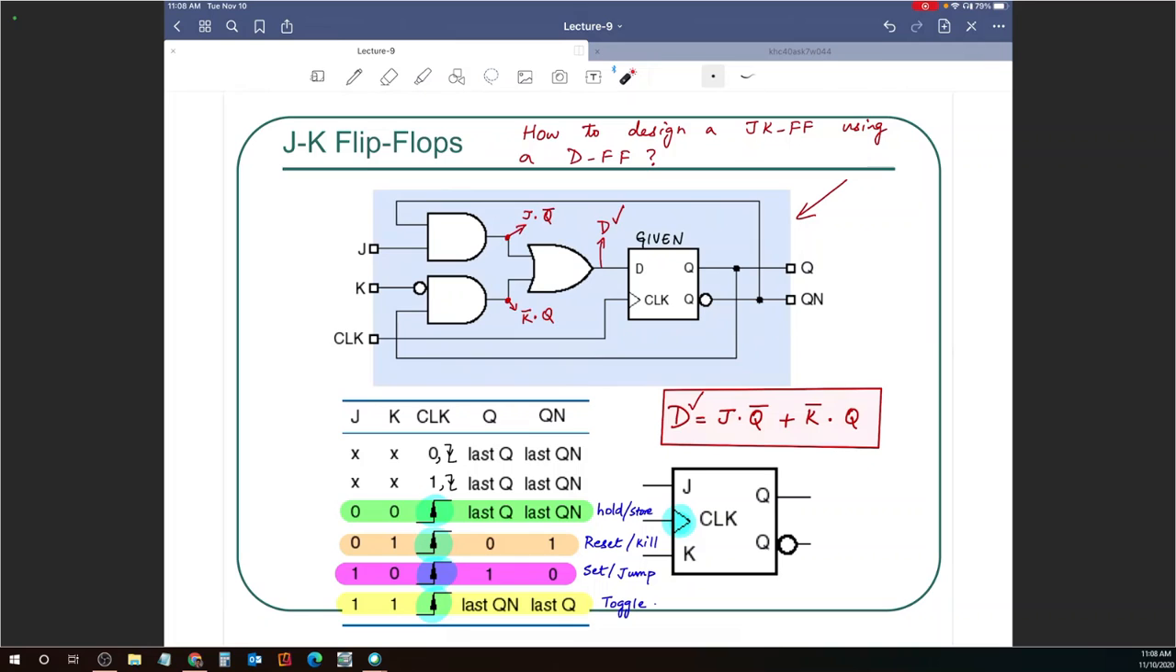Positive edge triggered, yes. So it is a positive edge triggered flip-flop because the given D flip-flop was responding to positive edges, and that's exactly what our clock input is for the overall JK. So it is going to be a positive edge triggered JK flip-flop designed using a positive edge triggered D flip-flop. Quick question. What if I wanted to design a negative edge triggered JK flip-flop using a positive edge triggered D flip-flop? What would I do?